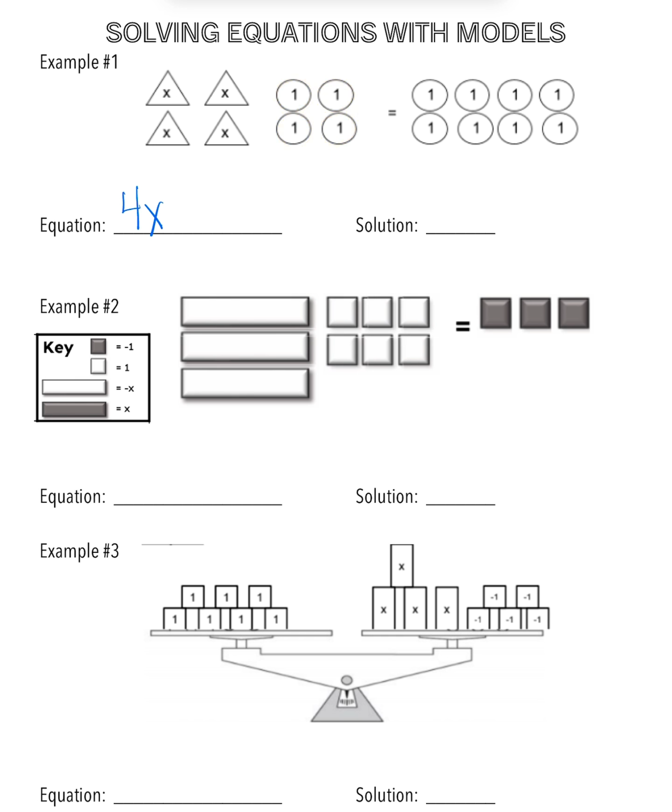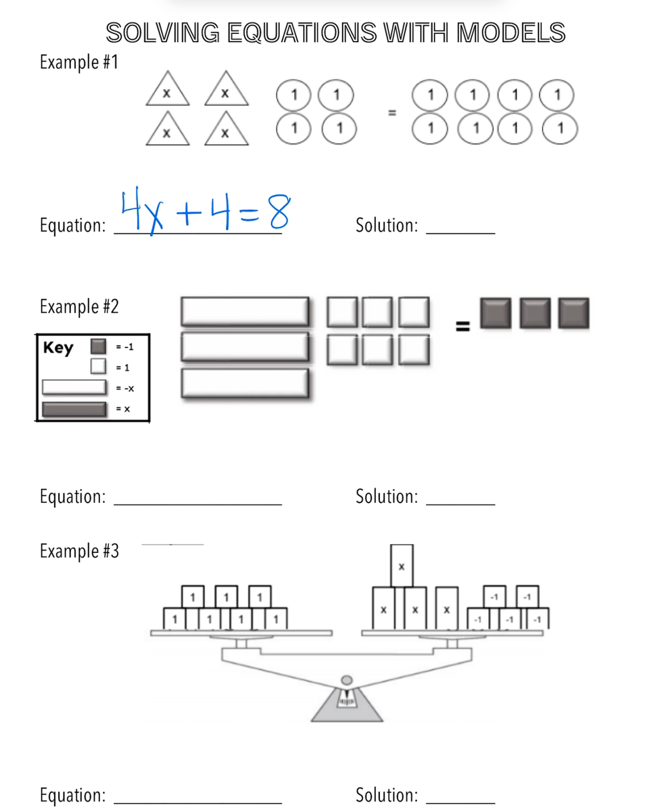Those were positive, so I'm going to put a positive 4. And then we have our equal sign here in the middle. So I wrote my equal sign, and then I'm going to count how many positive ones I have on the right. 1, 2, 3, 4, 5, 6, 7, 8. So in my equation, that equals 8.